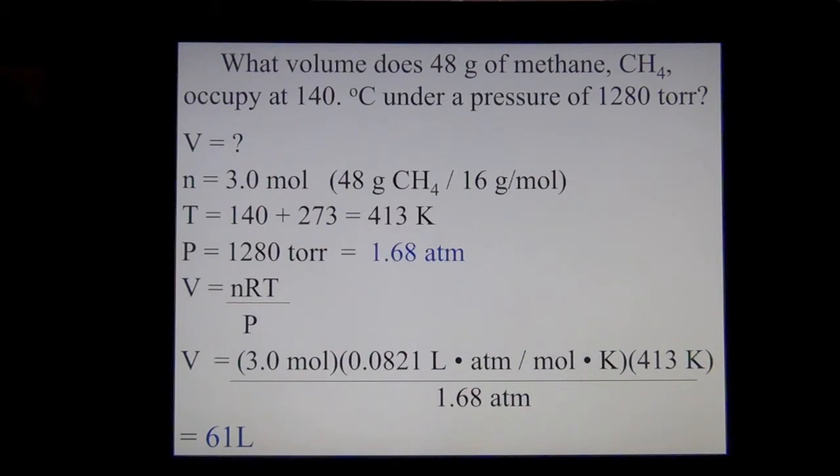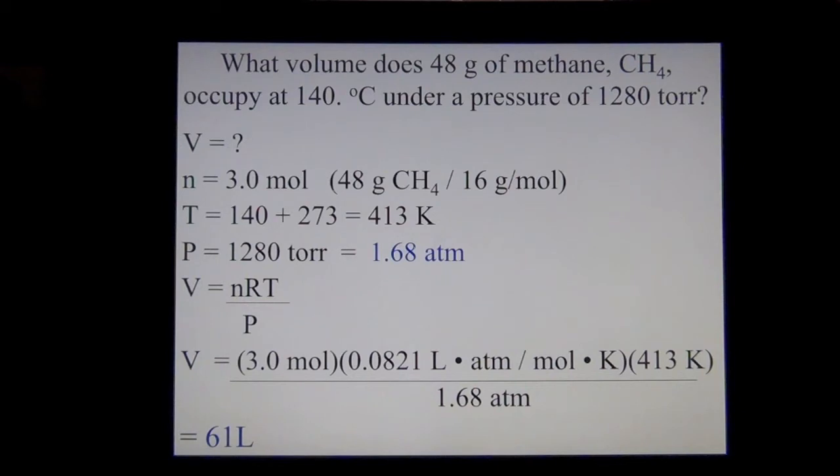To be able to solve for that volume, we've got to make sure that our temperature is in Kelvin. It was provided in Celsius, so to change Celsius to Kelvin, you simply add 273. And then if we're going to use 0.0821 liter atmospheres per mole Kelvin, the pressure that's provided has got to be in atmospheres. Here it was in torr, 1280, and to change torr to atmospheres, all you have to do is divide by 760. So 1280 divided by 760 is how we obtain the 1.68 atmospheres.